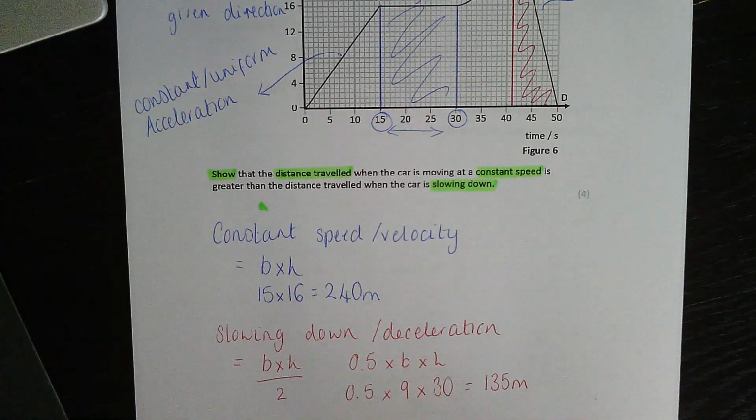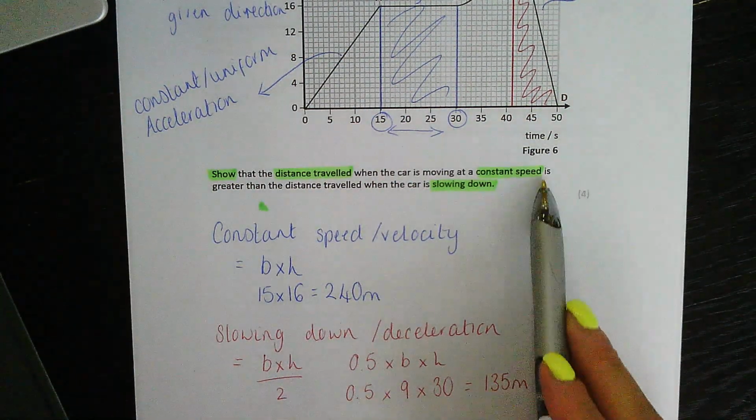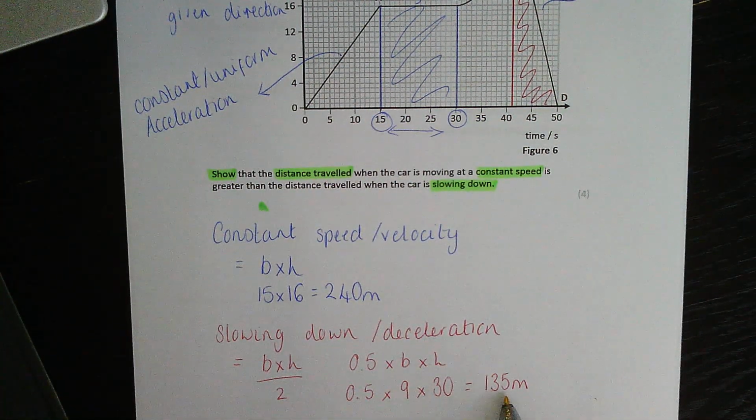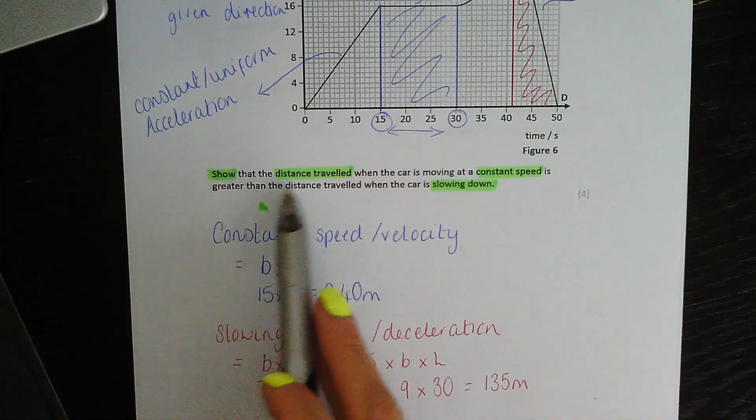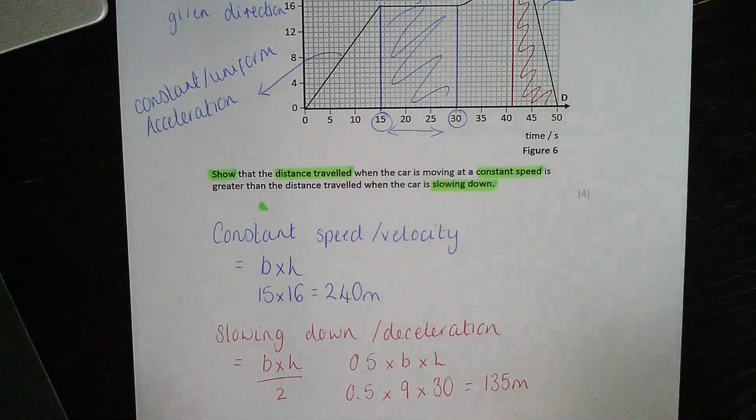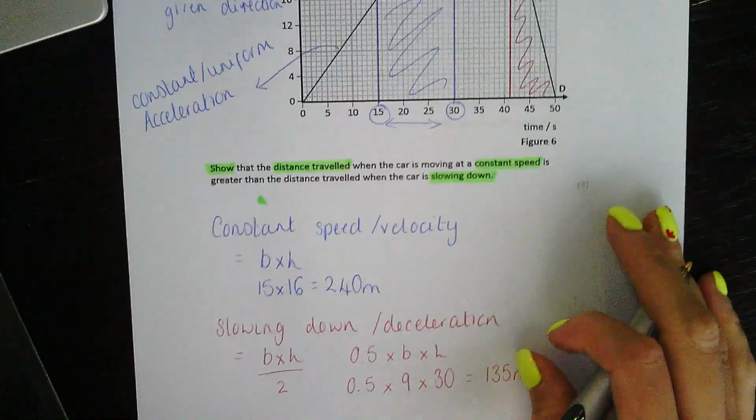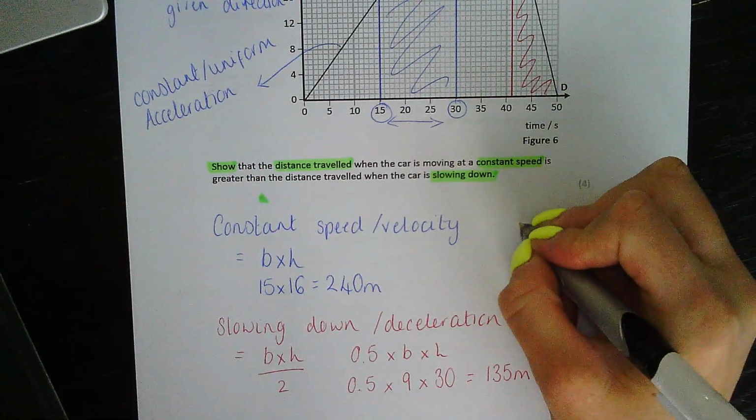Okay, so I've got all my calculations here. So I've got the calculations to show the distance travelled when it's at a constant speed, and I've got the calculations to show the distance travelled when it's slowing down. But at this point, it says show the distance travelled. So I'm just going to write a sentence or a point just to prove that I know that this is a greater distance.